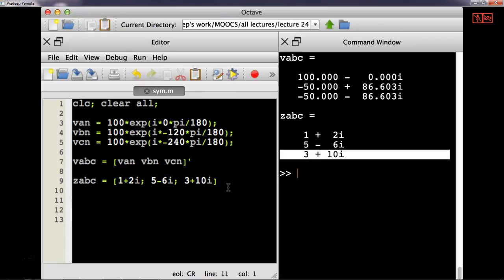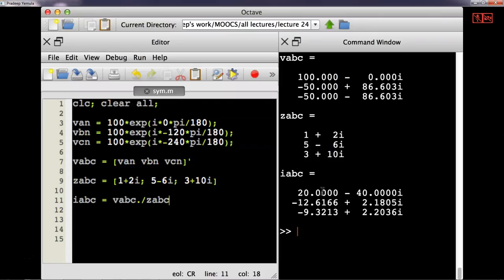Now if I calculate the currents IABC, it is VABC dot slash ZABC. This dot is important because I want to do element wise division, not a matrix division. Now if I execute this, here is what I am getting for the currents. So these are the values of the current.